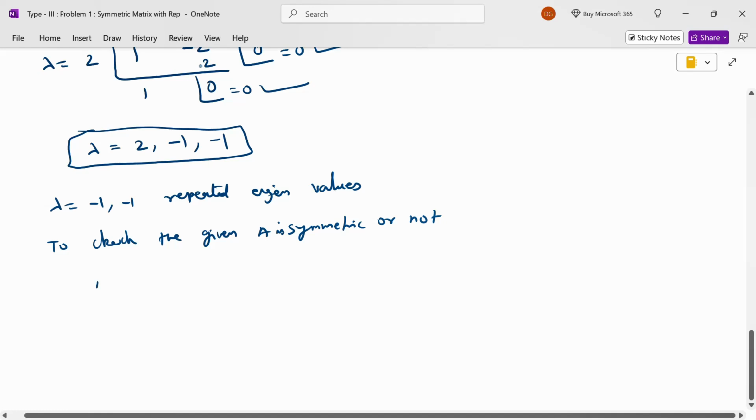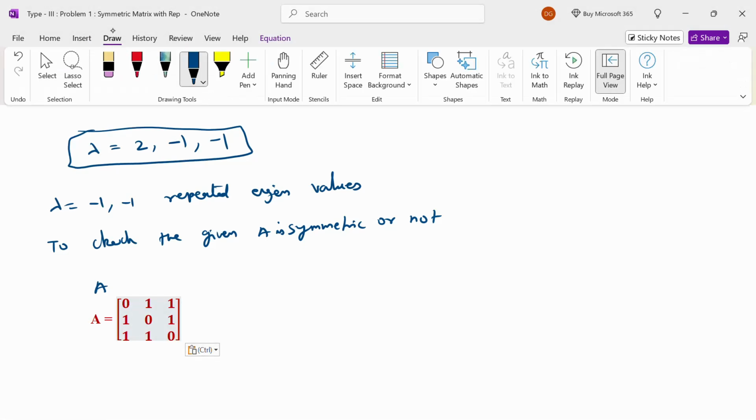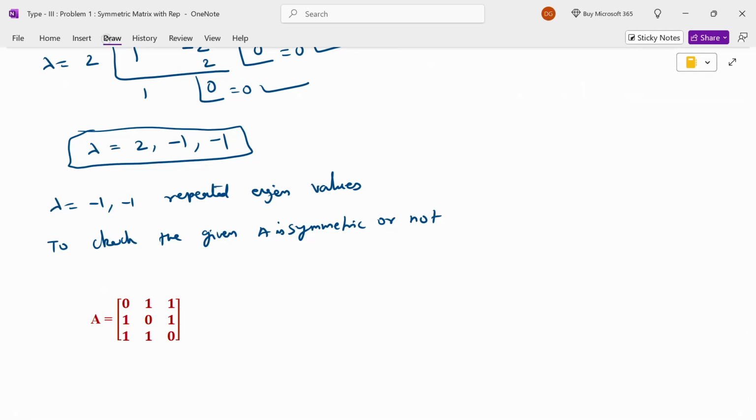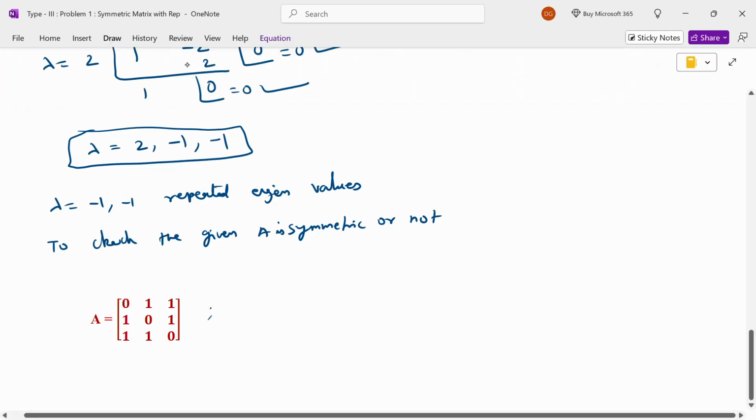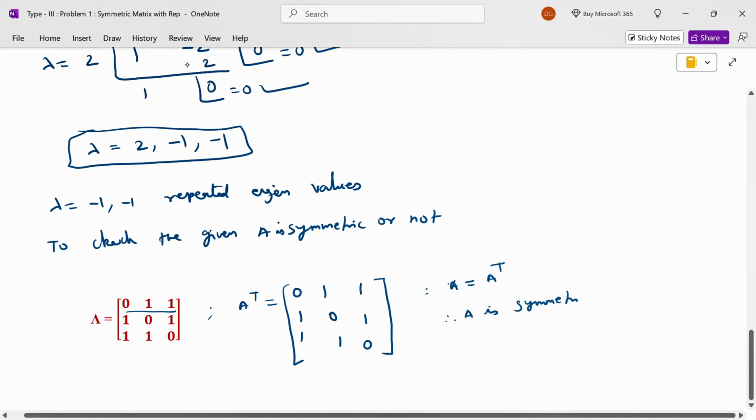Therefore the A matrix is nothing but this. This is our A matrix. Now for this A matrix, write A transpose. Now first row into the column: 0 1 1. Second row into the column: 1 0 1. Third row into the column: 1 1 0. Therefore look at this, A equals A transpose. Both matrices are equal. Therefore A is a symmetric matrix.